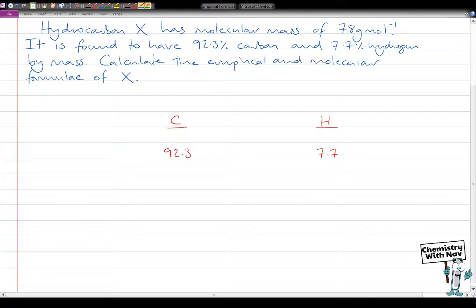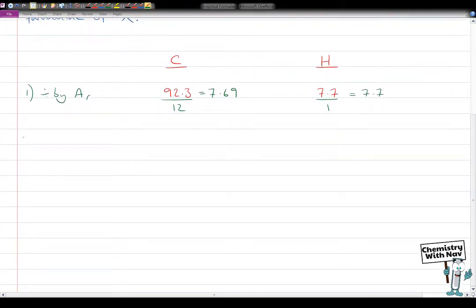So the first step is going to be to divide by Ar, the relative atomic mass. So I'm dividing that by 12, and I'm dividing that by 1. I can do that one straight off, but the 92.3 over 12 is 7.69. Now already I can see that that looks like it's going to be a one-to-one relationship. But what I'll do for step 2 is divide by the smallest number from step 1.